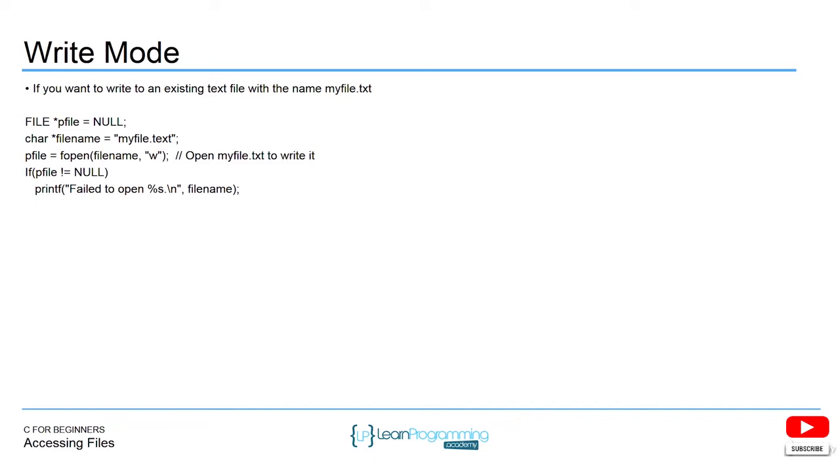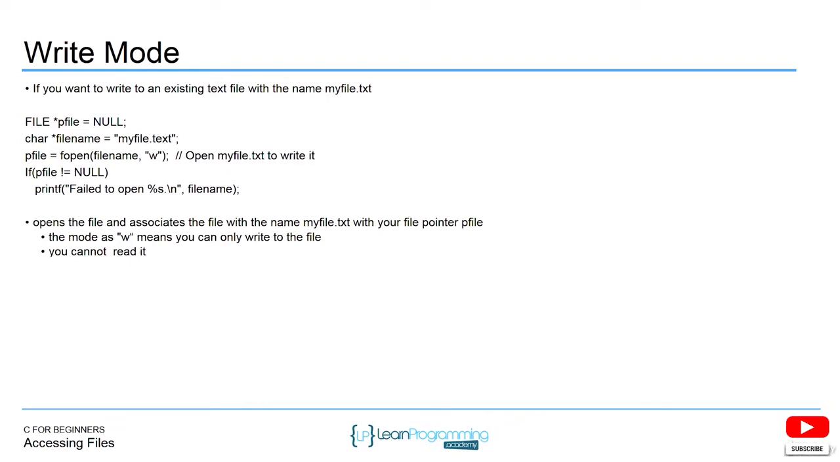You then want to check to make sure pfile is not equal to null, because if it failed to open for any reason, maybe the file name was wrong or it didn't exist, then you wouldn't be able to write to it. So you always want to do the if check and print out some information if it doesn't open. This code will open up the file, and it will associate the file with the name myfile.txt with your file pointer pfile. The mode W means we can only write to the file. You cannot read from it. If a file with the name myfile.txt does not exist, the call to fopen will create a new file with this name. And that's for fopen with the W option.